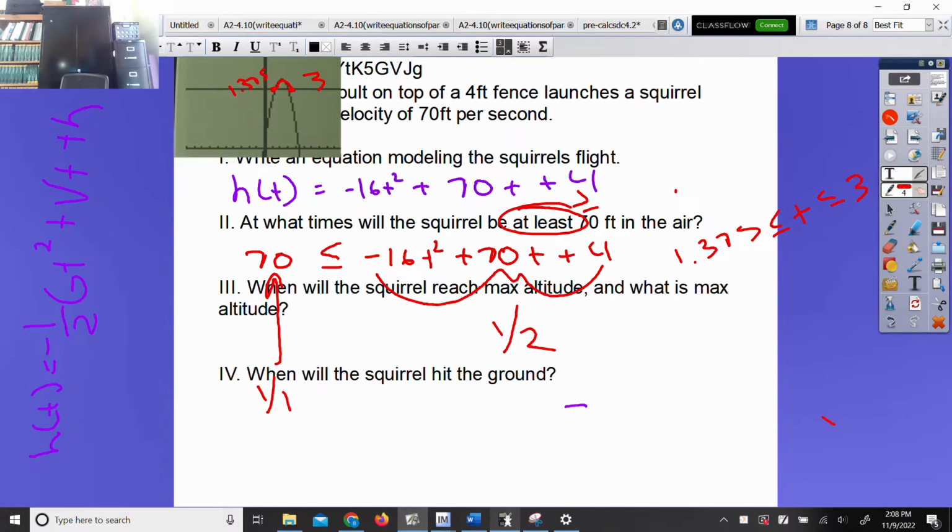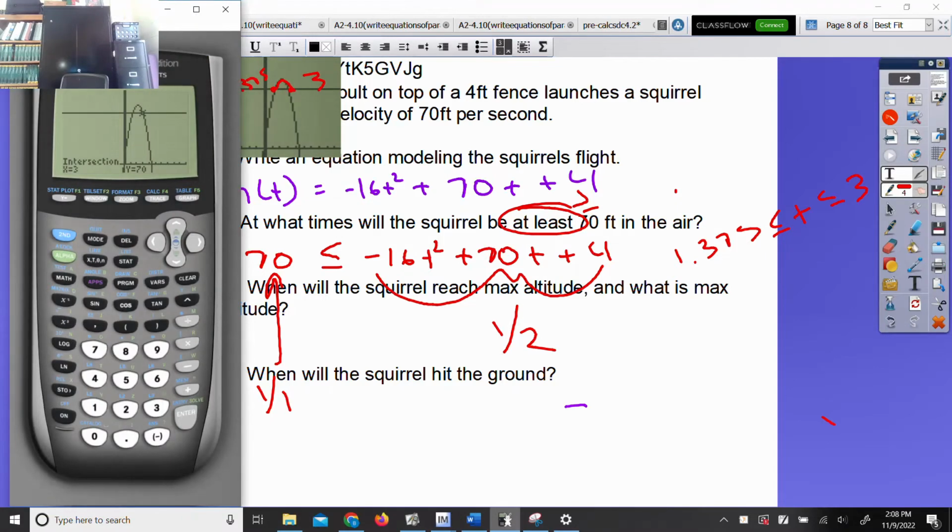Part 3 is when will the squirrel reach max altitude? I see a keyword: max. You see a keyword max? Yeah. Second trace, maximum. Don't get all button hungry. Second trace maximum. Don't do anything after that yet. Don't start doing your left bound, right bound, even though we might have done it the other day. If you did, you need to quit out and do it again. If you look in the upper left-hand corner, where does it say your cursor is?